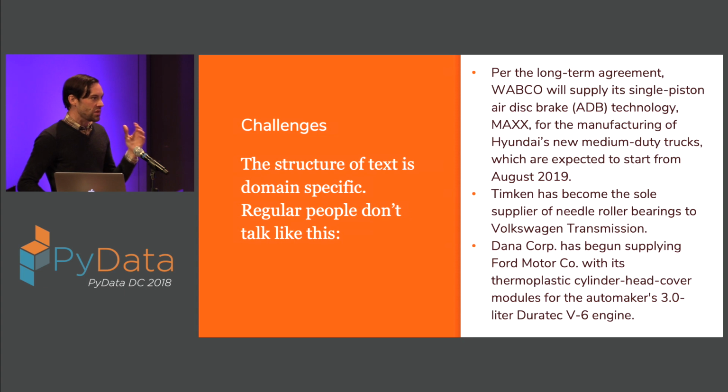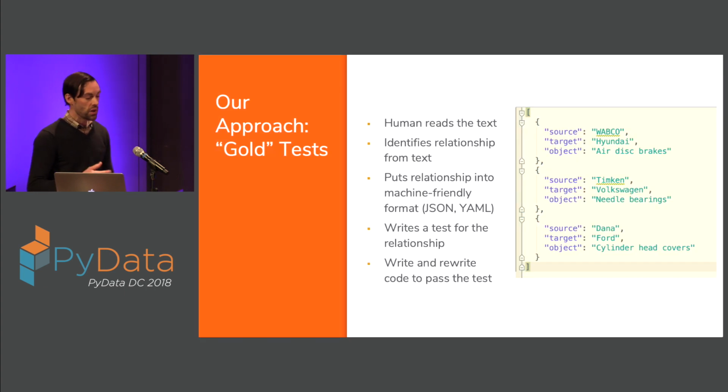But the problem is that when we started out, the model was really bad. We were getting maybe 10 or 15% of the sentences that we were processing giving us the output we were hoping for. And so we decided we needed some way to measure and benchmark it so that as we worked on the model, we could see if it was improving or not. So the approach that we used, we're calling them gold tests.